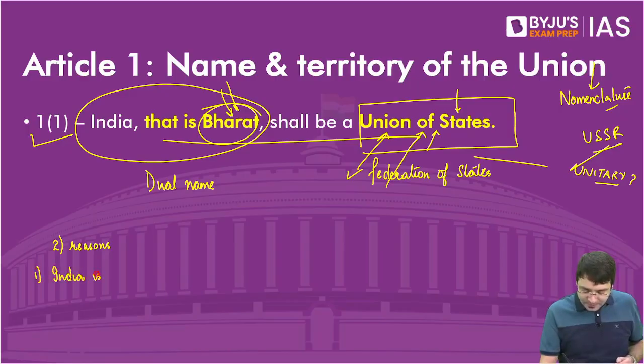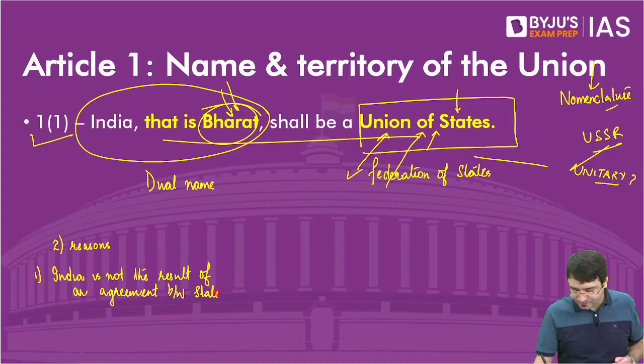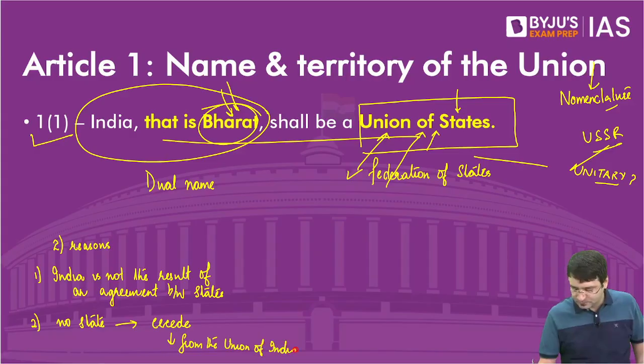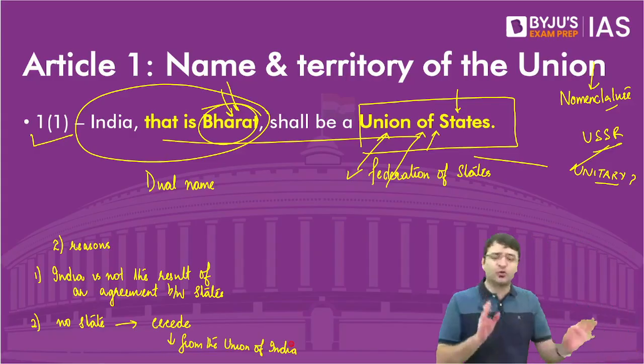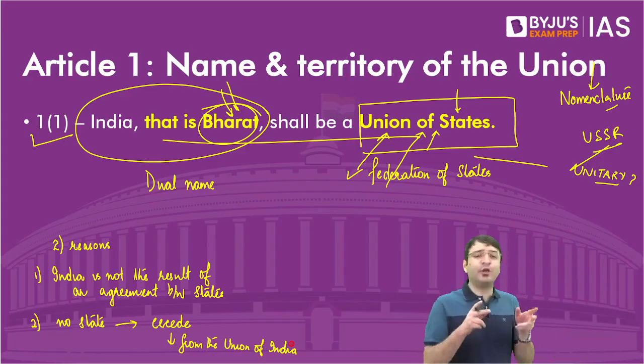India is not the result of an agreement between states, and number two, no state has the right to secede from the Union of India. It's for these two reasons that I've used the term Union of States.